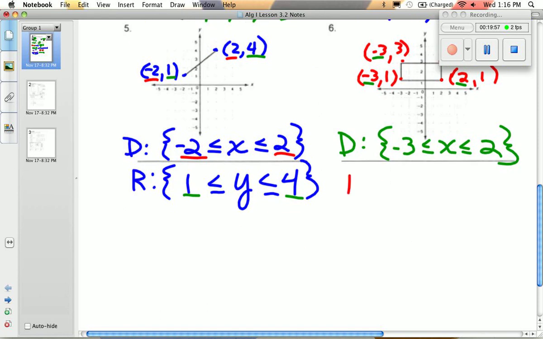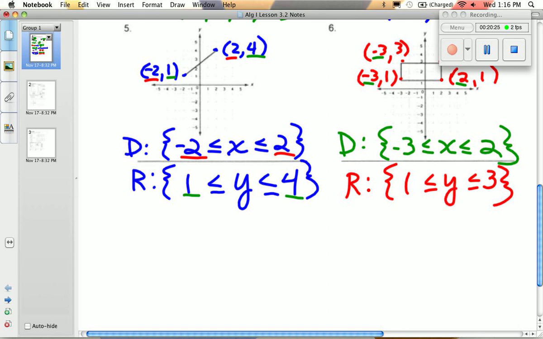Kennedy, what's the range? John? 1 is less than or equal to x, which is less than or equal to 3. What's the problem? Needs to be a Y. Y. Okay. So anything else? Is it thumbs up now?